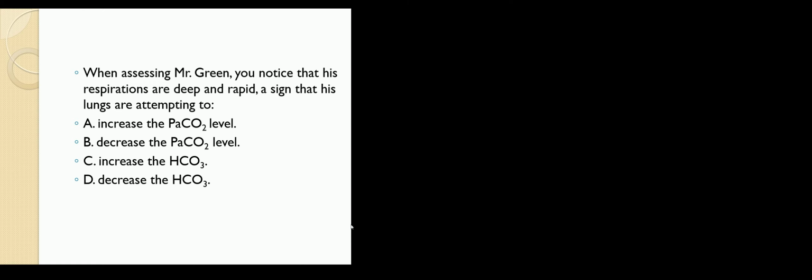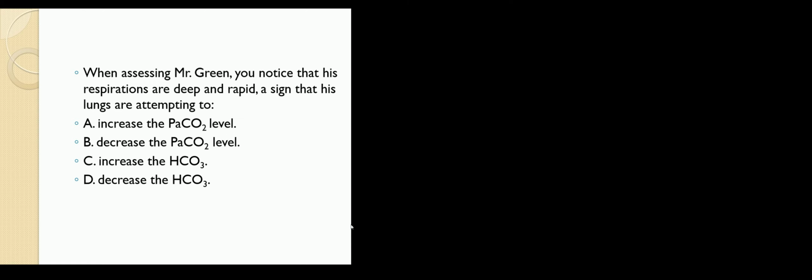Well, hint, hint, if you'll remember back in ABGs, I told you the lungs can only mess with CO2. That's the only thing. So you could have marked C and D off immediately. Bicarb has to do with the kidneys. CO2 has to do with the lungs. So am I trying to increase the level or decrease the level? So you should have picked B.